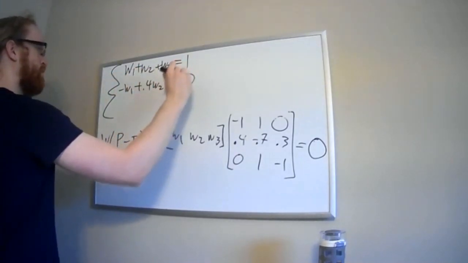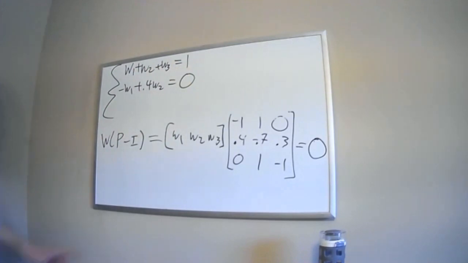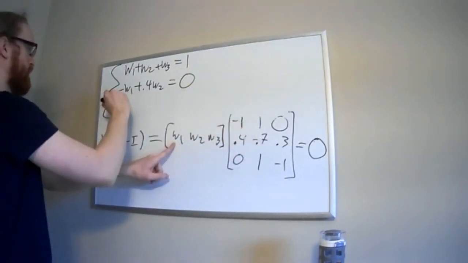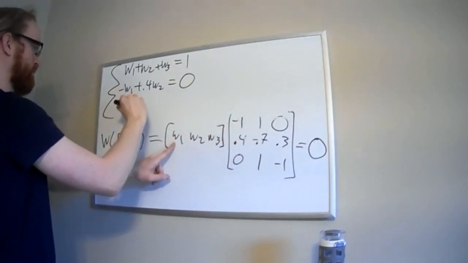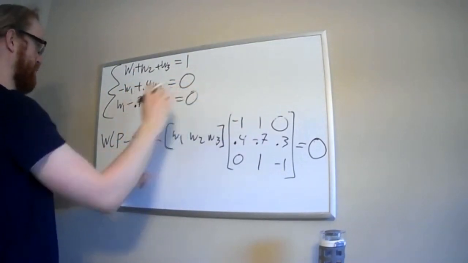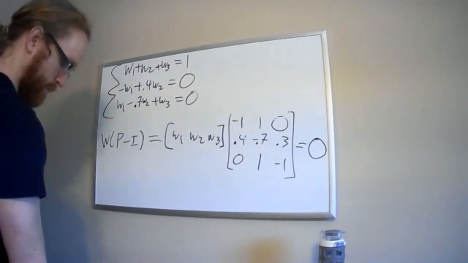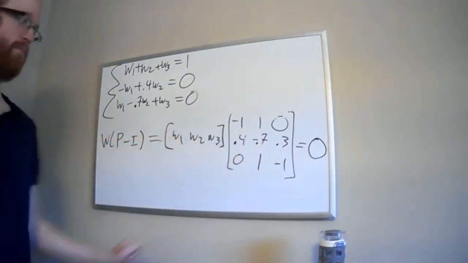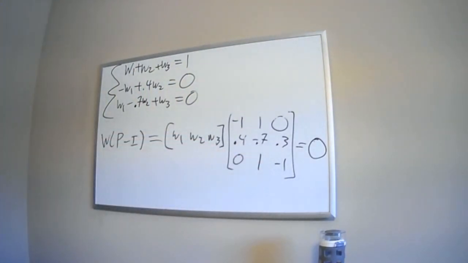And I have to set that equal to 0. And then I'm going to get W1 plus minus 0.7 W2 plus W3 and set that equal to 0 as well. And then I'll just ignore the last column, because again, that will give me a redundant equation. Okay, so here's my system of equations.